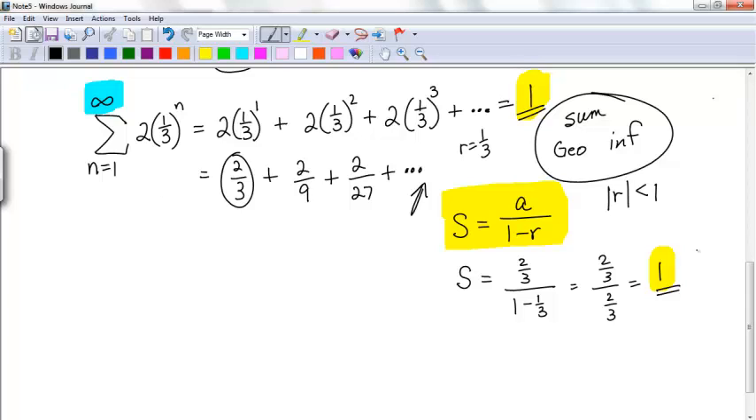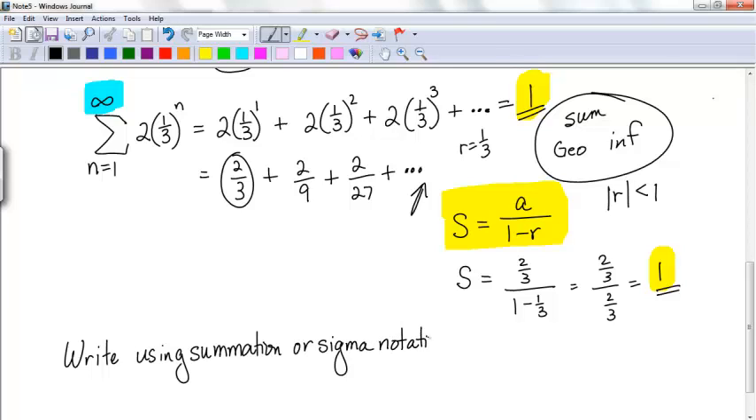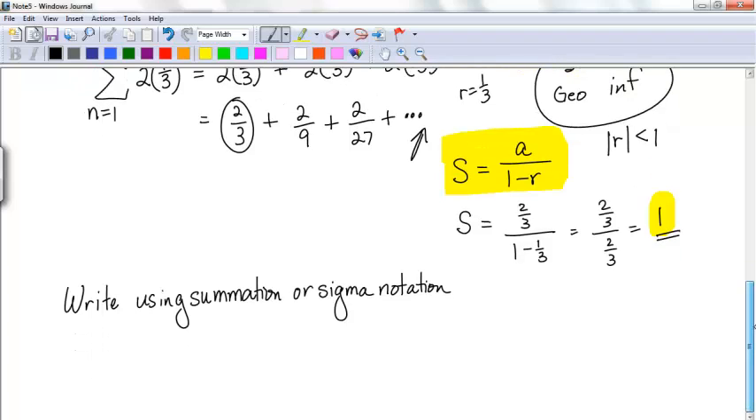Let's go the other way. Change the directions. They will say in the book, write using summation or sigma notation. Summation or sigma notation. And let's say they give you the series.